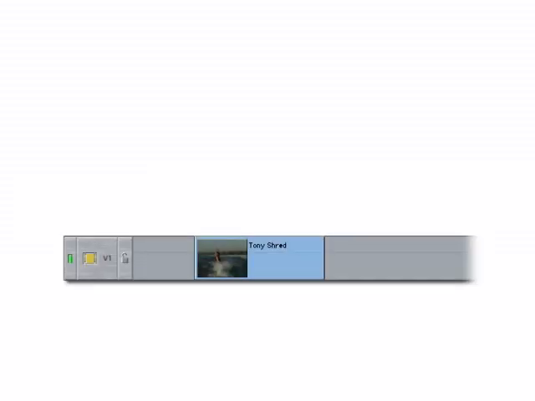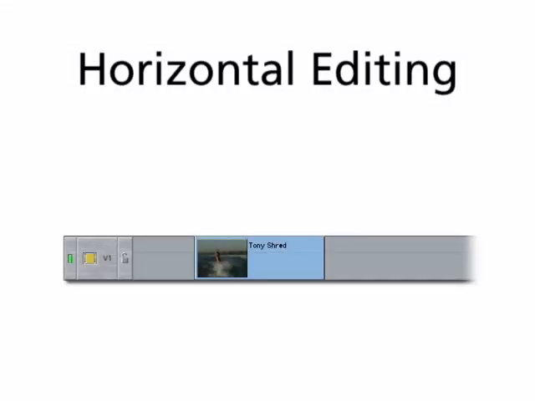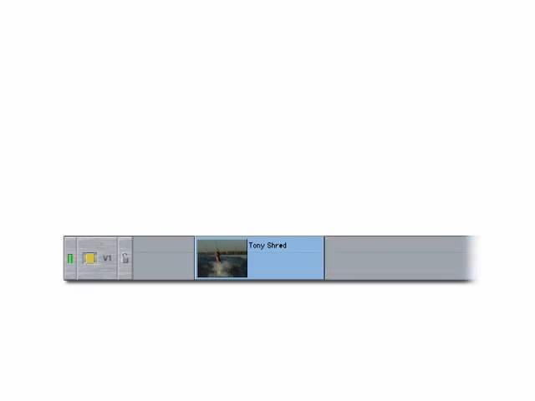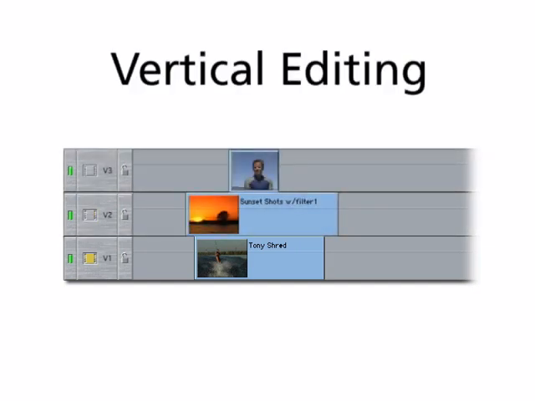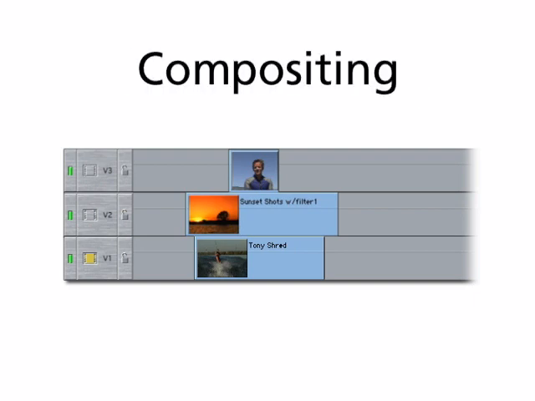Up to this point, we've been basically editing on what is known as the horizontal plane. That is, we've been placing most of our clips on the same track in the timeline. Final Cut Express gives you the ability to add and edit tracks vertically as well. Vertical editing is essentially the stacking of video images that will interact in some way with one another. The technical term for this is called compositing.